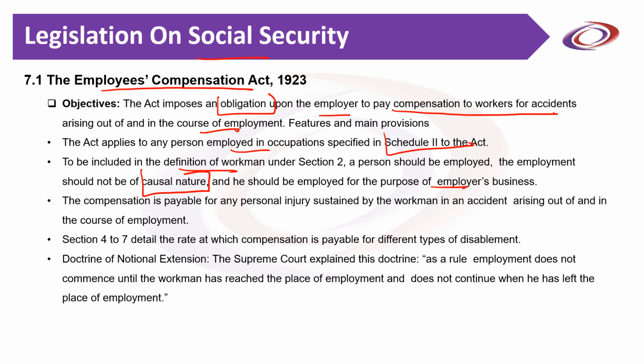The compensation is payable for any personal injury sustained by the person in an accident arising out of and in the course of employment, if they're working in the organization during that time. No compensation is payable if the disablement does not continue for more than 3 days. So there are different requirements in this act as well. What compensation should be paid, how much. Sections 4 to 7 detail the rate at which compensation is payable for the different types of disablement. The usual criteria: the higher the level of disablement, the higher the compensation. For fatal accidents, compensation would be the highest.